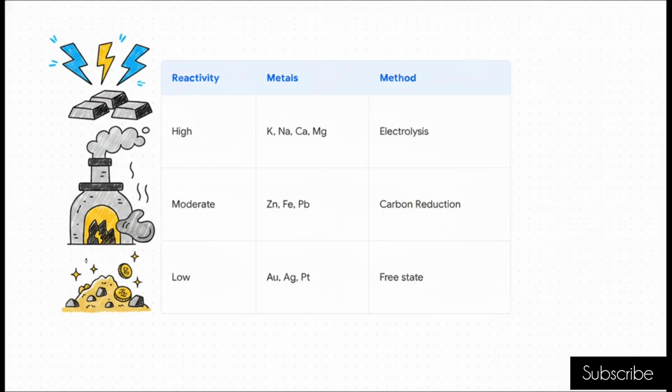Take the highly reactive metals at the top: potassium, sodium, calcium, magnesium. They hold on to their bonds so tightly that carbon can't break them. We literally have to zap them with intense electricity in a process called electrolysis. Then, in the middle, your moderately reactive metals like zinc, iron, and lead, those can be extracted using the standard carbon reduction. And at the very bottom, the least reactive metals like gold, silver, and platinum.